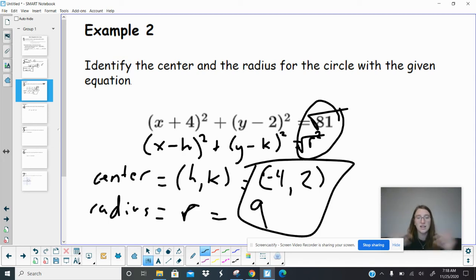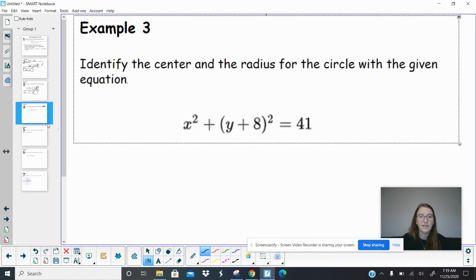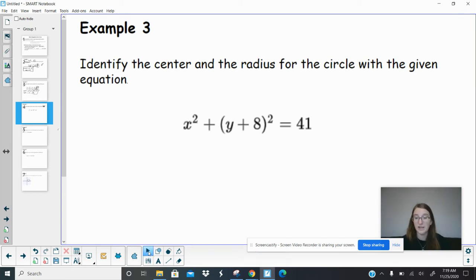Okay, there's our answers. These questions go pretty quick. We're just mostly identifying, pulling out. We're going to do one more example given an equation, and then we're going to go in reverse. So let's try one more because there's one more thing we need to see here. It's a little bit different.